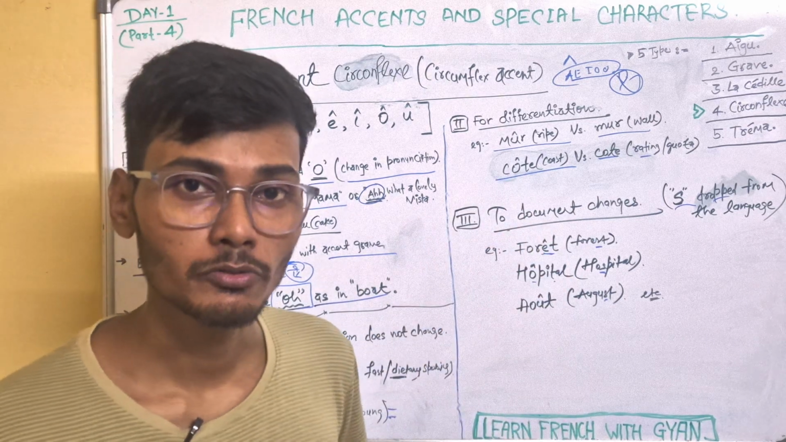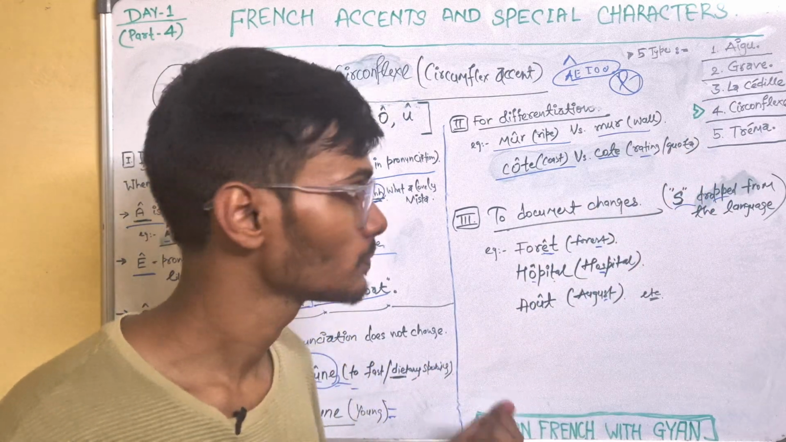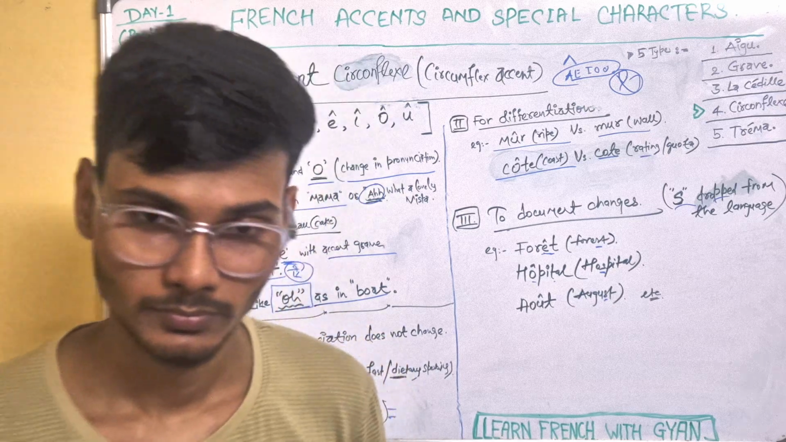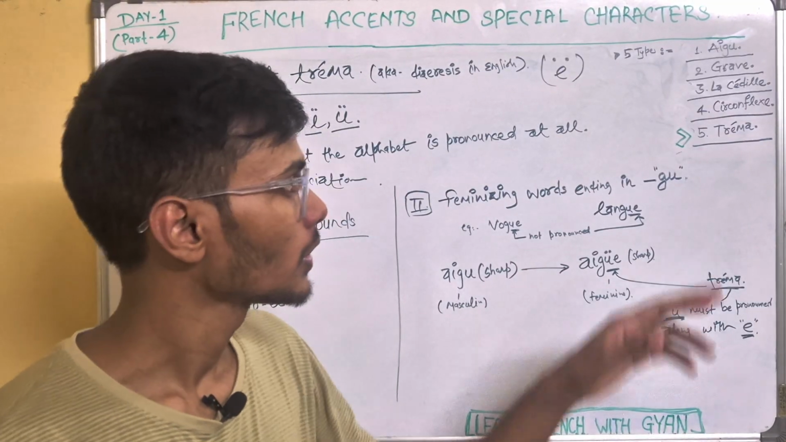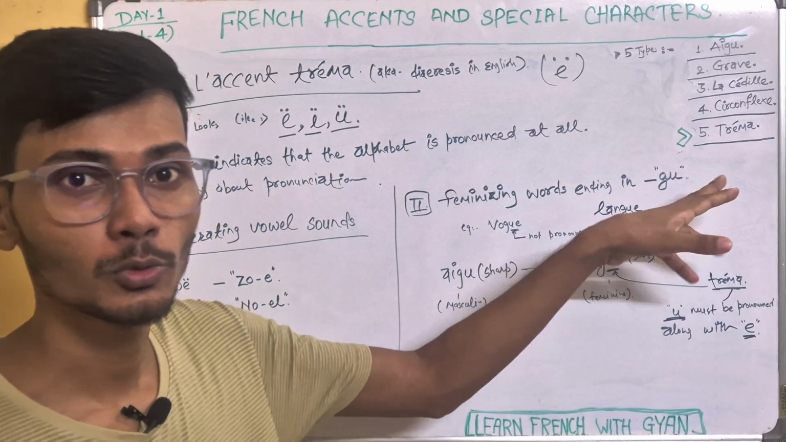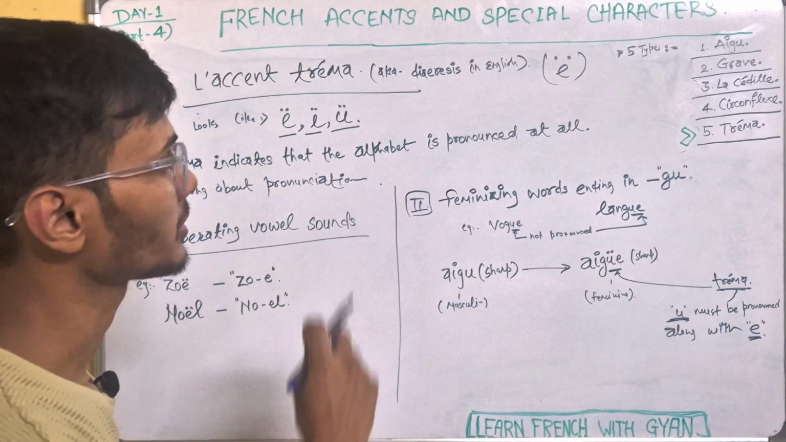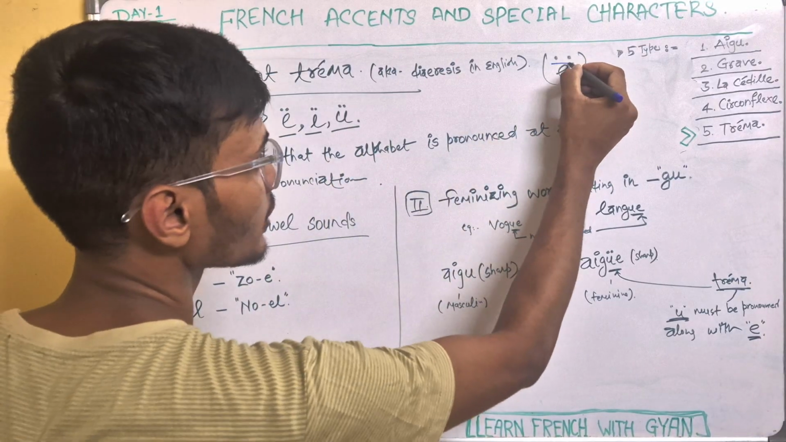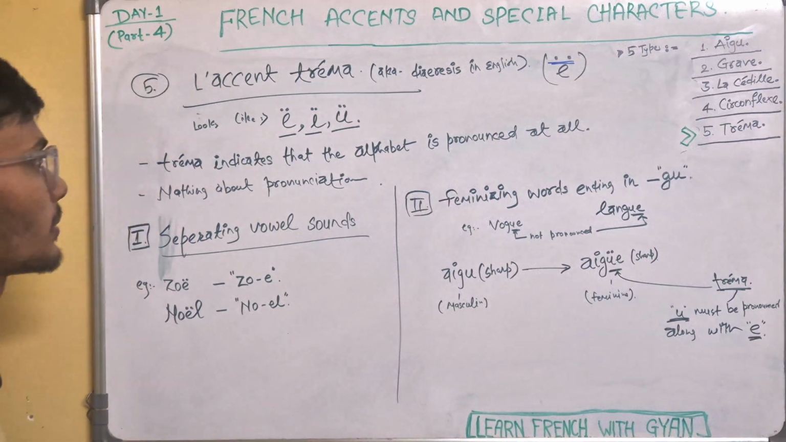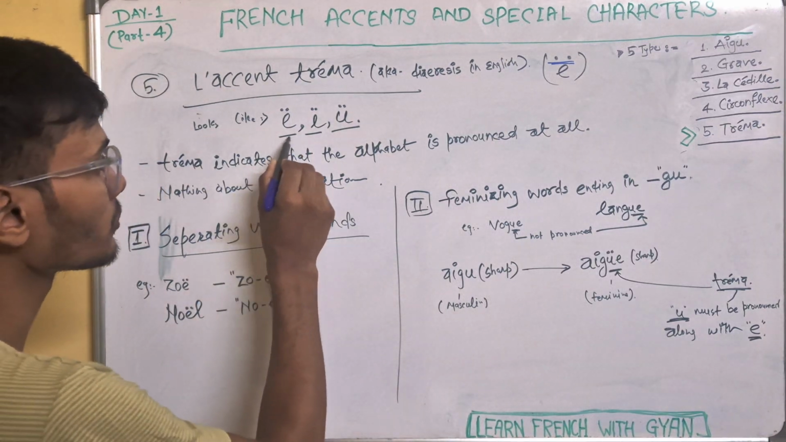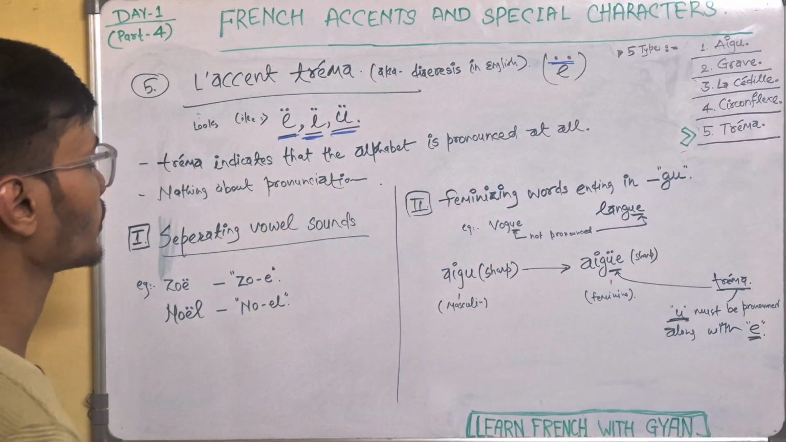And now the last part of special characters is the trema, which I'm going to talk about right now. Now we are going to look at the trema, also known as diaeresis in English. So this is the sign of the trema. It is a double dot above the letter, and it goes with three of the vowels: a, e, and u, right?